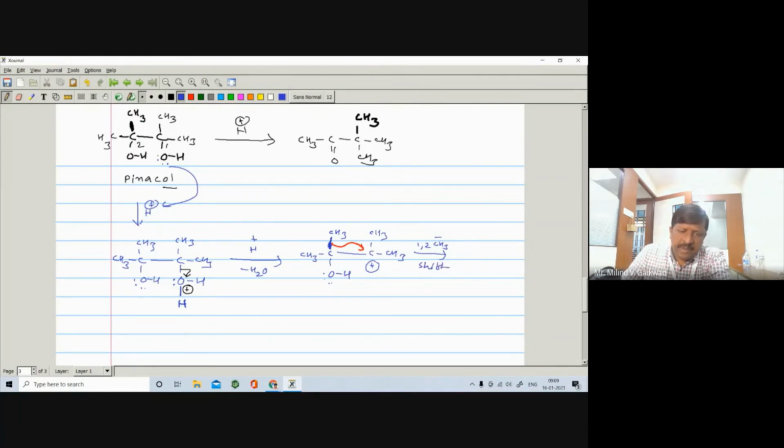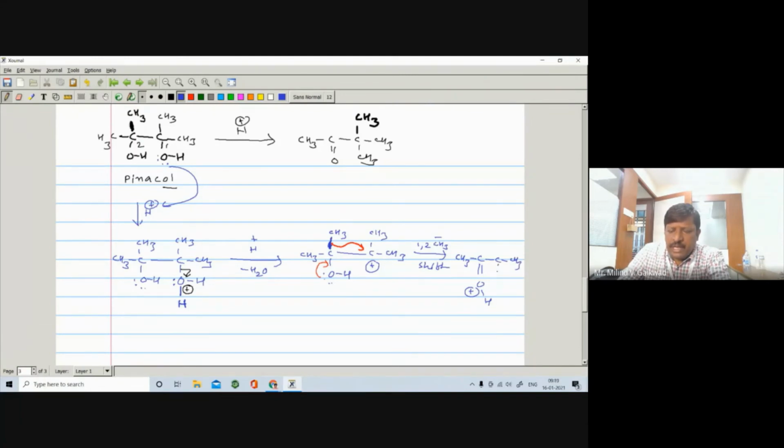As soon as this carbon becomes positive, the lone pair on this oxygen will shift onto the sigma bond. There is a formation of a double bond, and oxygen becomes positive. This step takes place simultaneously, and you get CH3. Here is the carbon, here is the double bond O, here is the H, oxygen having the positive charge, remaining part as it is.